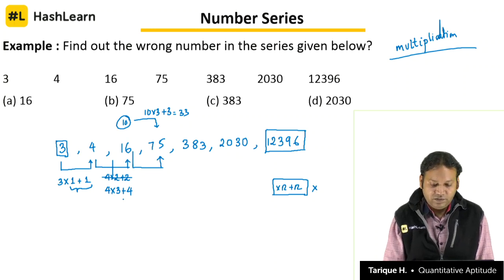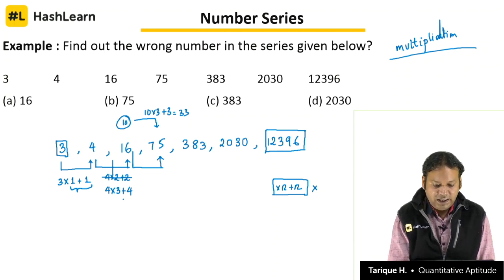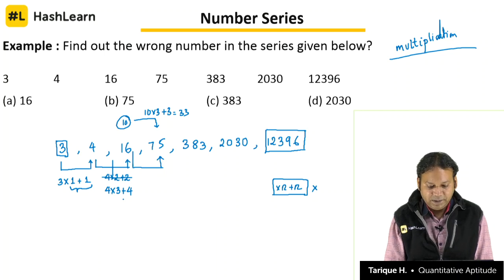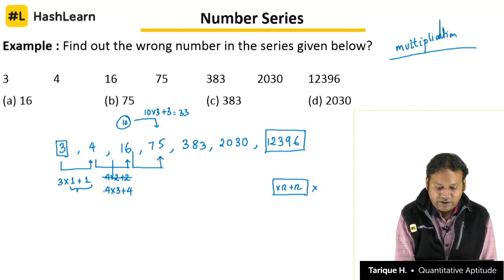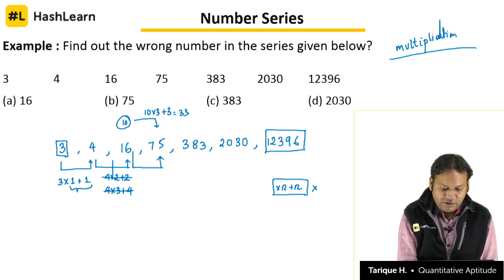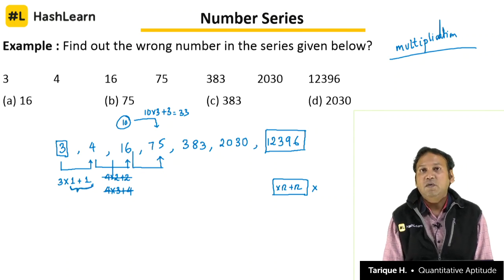Even if I consider this order, 4 into 3, 12 plus 4 is 16, and in that case if 16 is the right number, then 16 into 4 plus 5, how will you go from 16 to 75? So this is not right. Again, we have to try and find out a pattern similar to what we have here to go forward in the question.